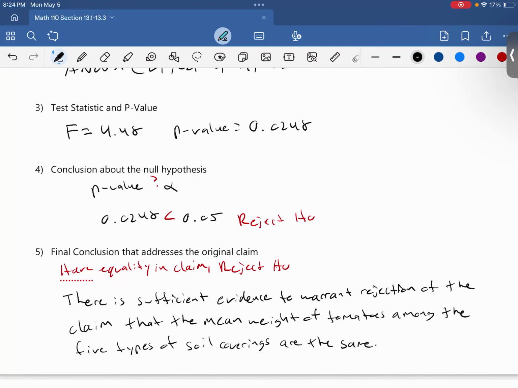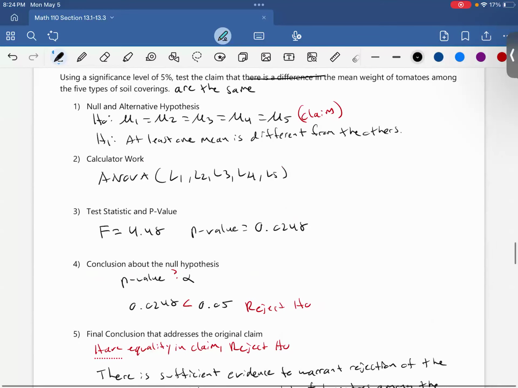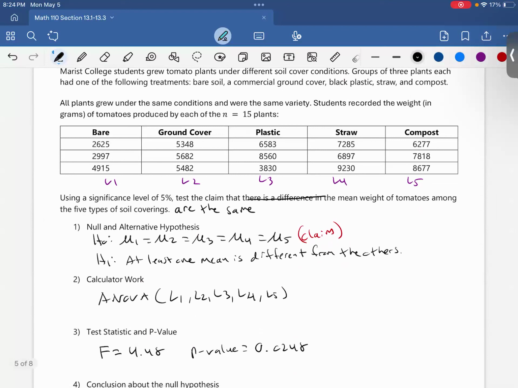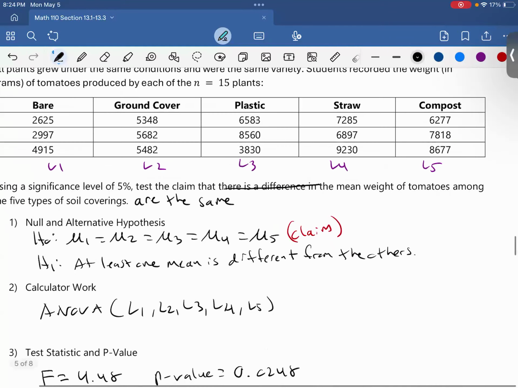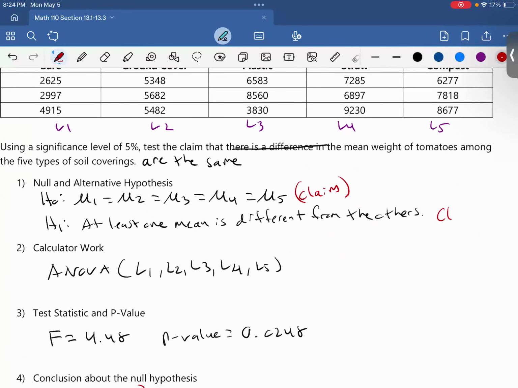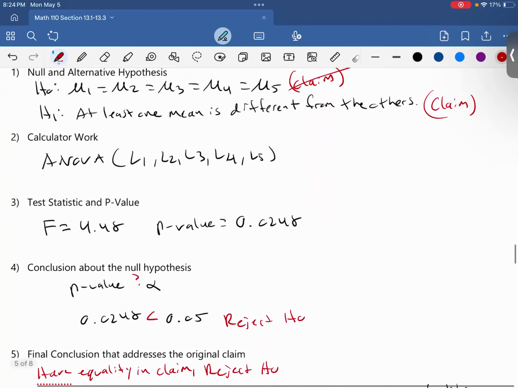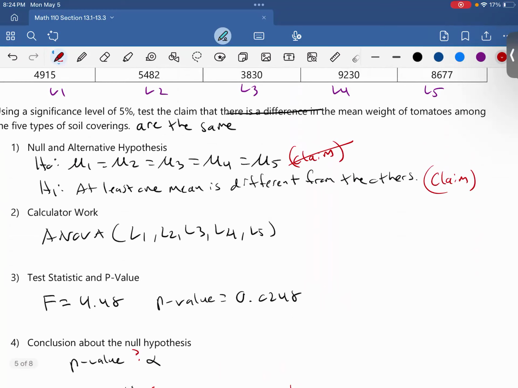Okay, so that is how you would do this question. So I know in the beginning I altered the claim a bit by just changing it from different to are the same. So even if you started out with having this be your claim, we would still end up with the same result. We would still get the same p-value and test statistic. You would still reject the null. Your statement would be a little different because your claim would be the alternative, but we would get the same result.